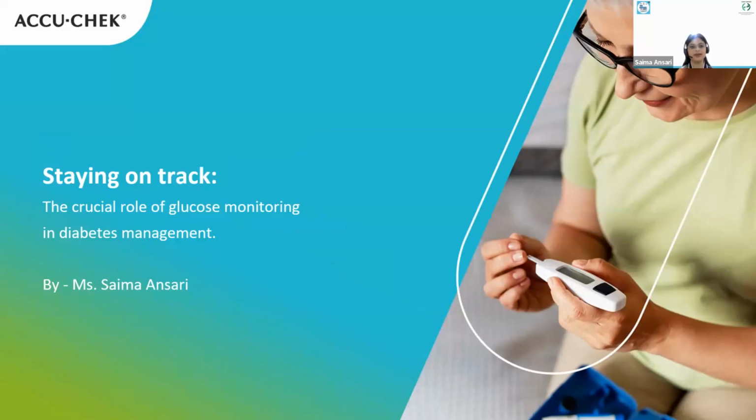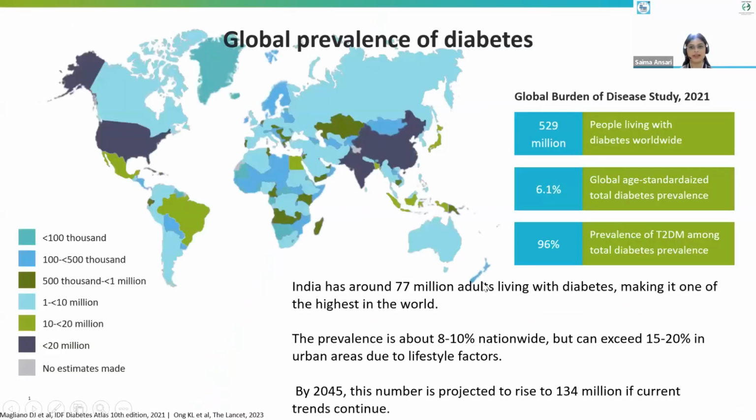So the topic would be glucose monitoring tools. Firstly, we'll go with diabetes prevalence. As we all know, the world has around 529 million people living with diabetes worldwide, and India has around 77 million adults living with diabetes, making it one of the highest in the world.